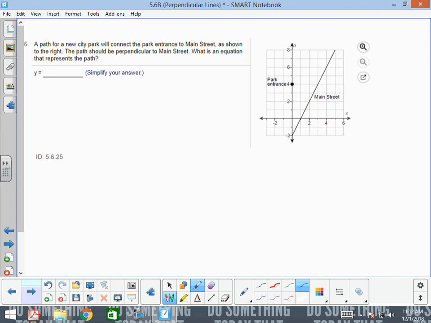One more. A path for a new city park will connect the park entrance to the main street as shown to the right, okay? As shown over there. The path should be perpendicular. That means we need opposite and reciprocal slope to Main Street. What is an equation that represents the path? All right, if it's perpendicular to Main Street, we need to first find the slope of Main Street.